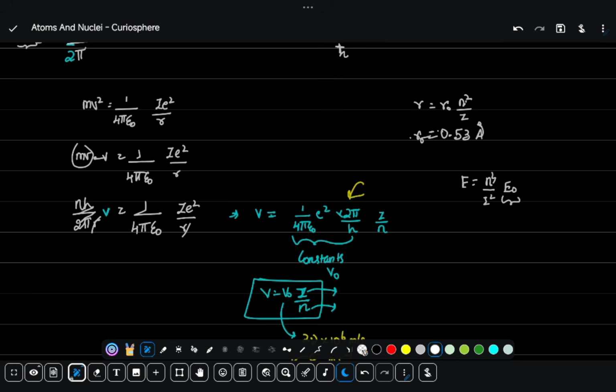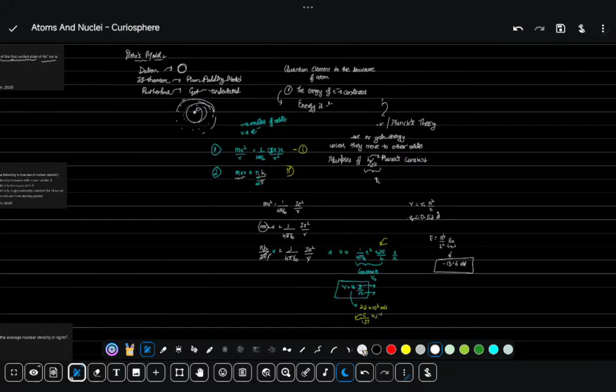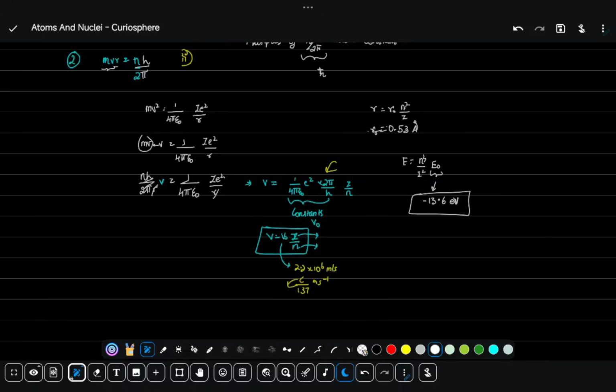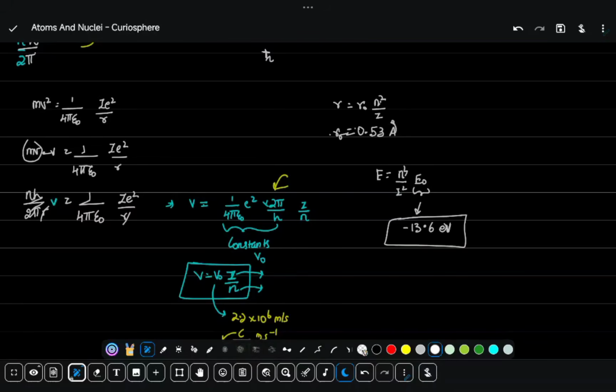This E naught is nothing but minus 13.6 electron volts. Mostly energy is measured in electron volts. Sometimes you may be asked questions to convert this electron volt to joules and other units as well. In that case, you have to find the relation, how much joule is 1 electron volt. So before exams, all these conversions you need to get a hold of.